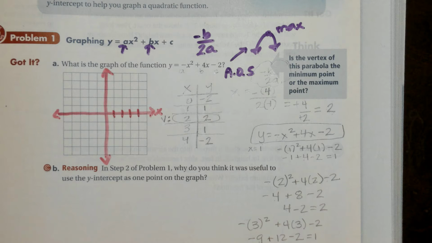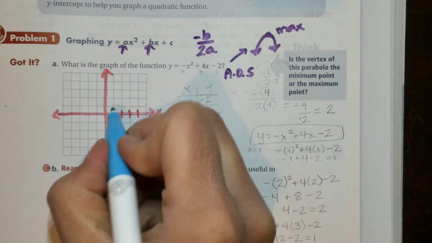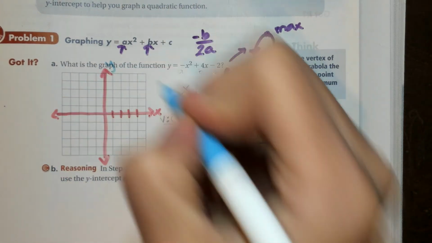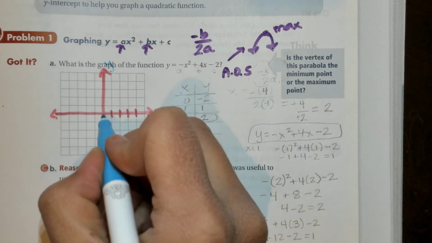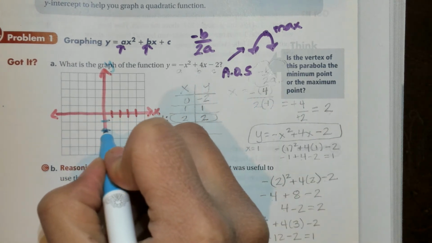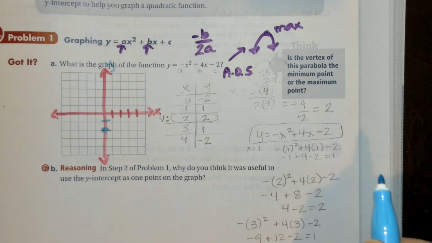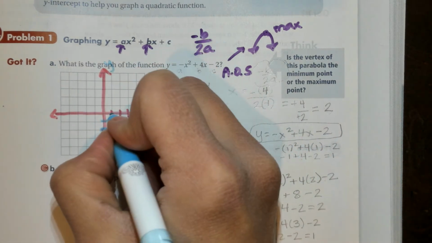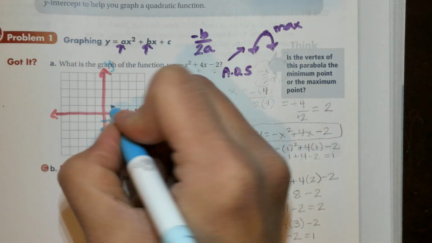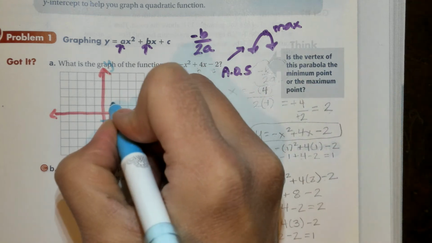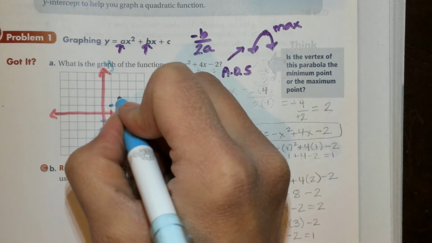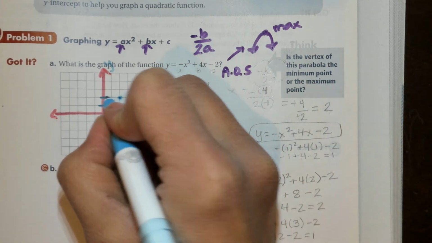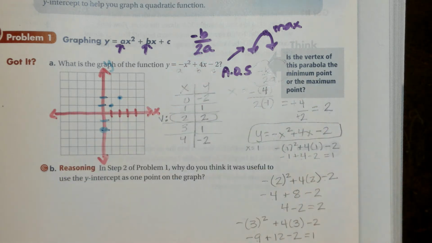So I'll use a different color. Okay, so my first point is 0, negative 2. So where x is 0, y is negative 2. So negative 1, negative 2, put a point. And then I've got 1, 1. So x is 1, y is 1. And then 2, 2. 1, 2. So 2, 2.